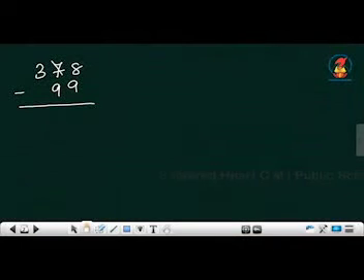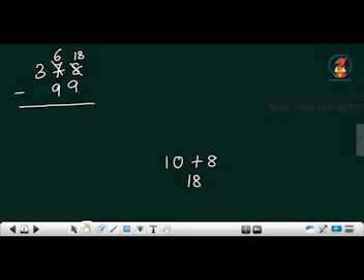I borrowed from 7. So, 7 will become 6. I took 1 from that, and this 8 will become 18. From the tens place, I have taken 1 ten. That 10 I added to this 8. What am I getting? I am getting 18. From the tens place I took 1 ten, and then I am adding that 10 to the 8 in the ones place. So I get 10 plus 8, 18. That is how it is becoming 18.